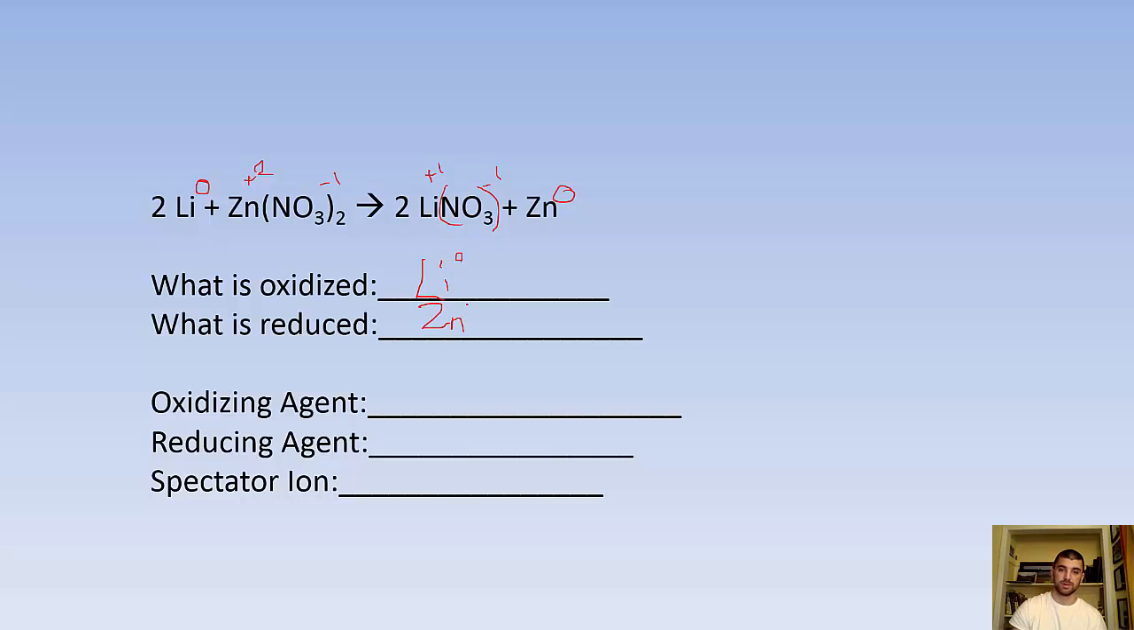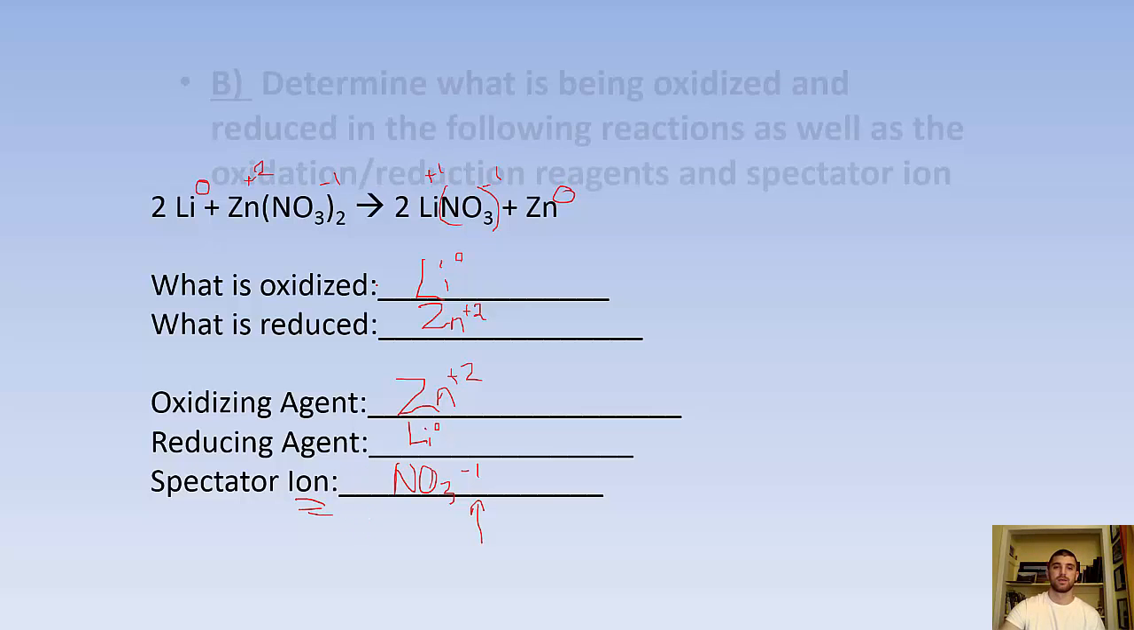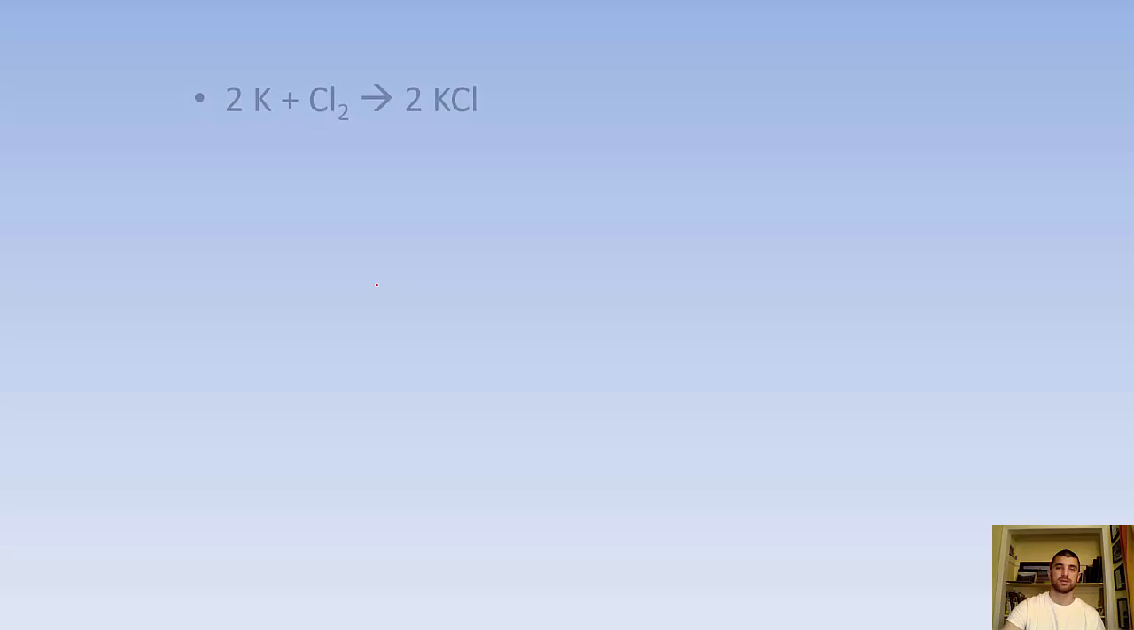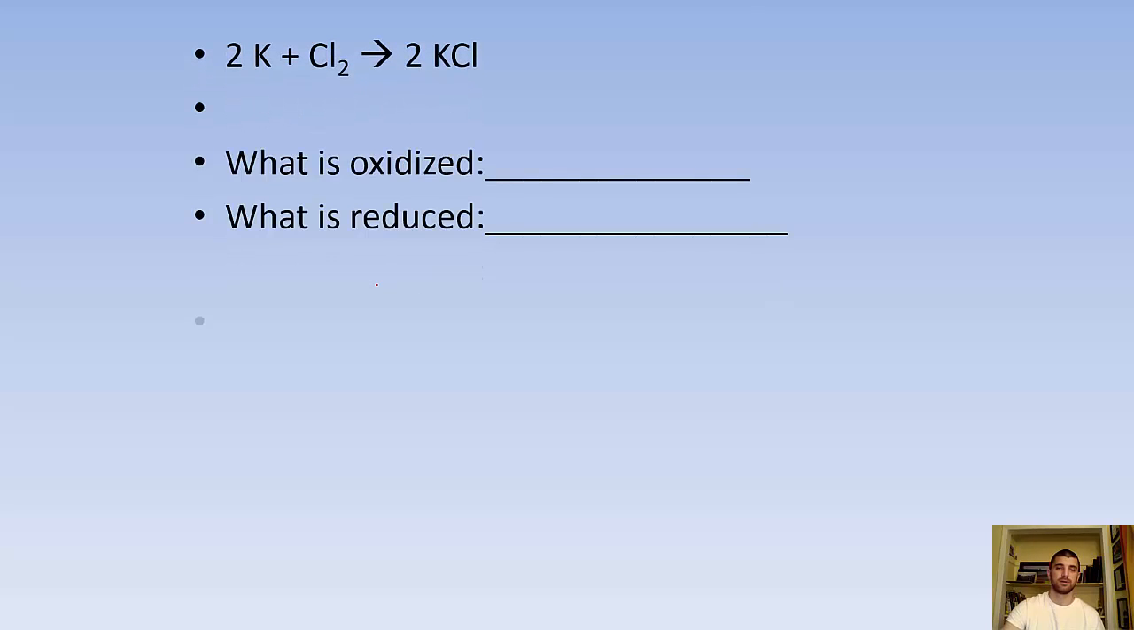What is reduced? The Zn plus 2. It went from plus 2 to 0. So what's the oxidizing agent? Well, it's the thing that got reduced. What's the reducing agent? It's the thing that got oxidized. And what's the spectator ion? For this one, it was NO3 minus 1. Do not forget the charge. It is an ion. You've got to give its charge.